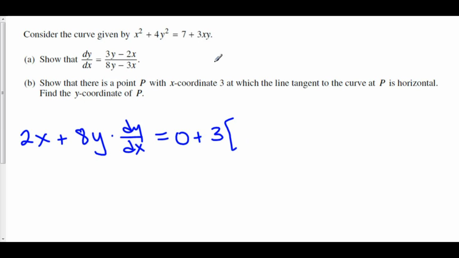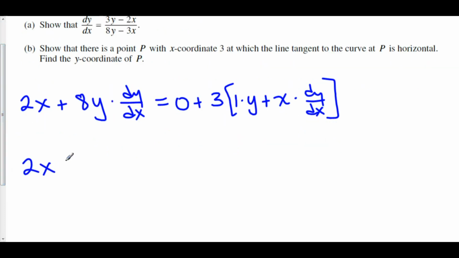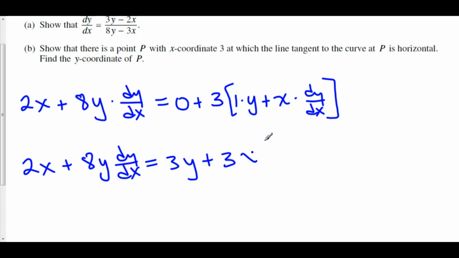Now for xy, we have to use product rule. Product rule says that we take the derivative of the first, the derivative of x is 1, times the second, which is y, plus the first, x, times the derivative of the second, well, the derivative of y is dy dx. Let's distribute the 3. Here we have 2x plus 8y dy dx is equal to 3y plus 3x dy dx.